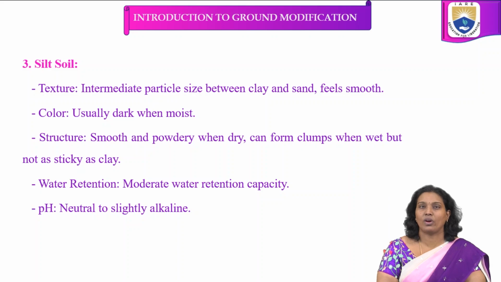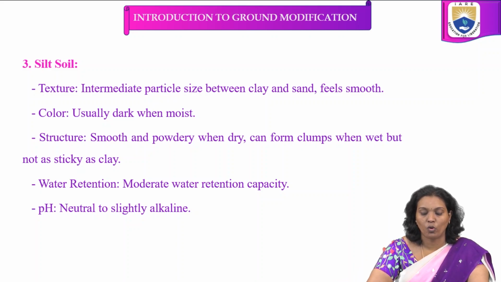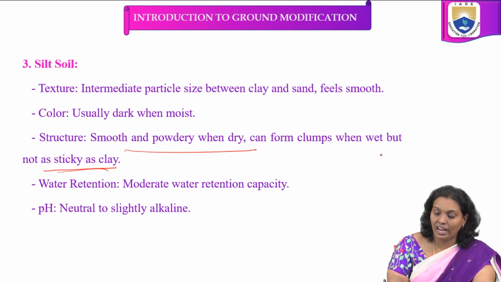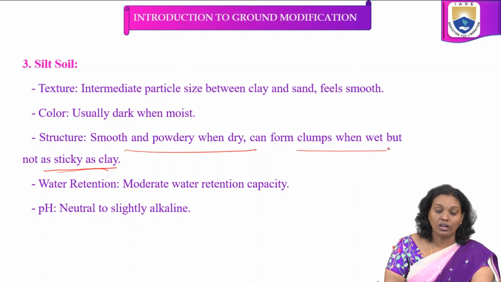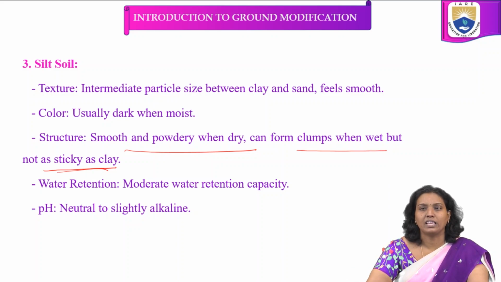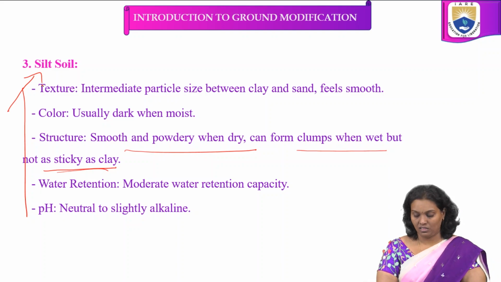The next one is silt soil. Coming to texture, intermediate particle size between clay and sand, feels smooth, and color is usually dark when moist. Coming to structure, smooth and powdery when dry, can form clumps when wet, but not as sticky as clay. Coming to water retention, moderate water retention capacity, pH neutral to slightly alkaline. Such properties identify the soil type as silt soil.